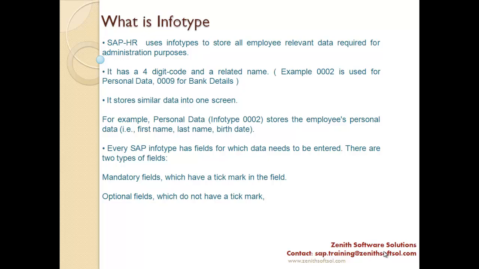Some of them will be mandatory and some of them will be optional. How will you find the field is mandatory? When there is a small tick mark, then that field is a mandatory field. And if a field doesn't have a tick mark, then that field is optional. If you want to enter the information, it's fine. Even if you want to leave it, it's fine.